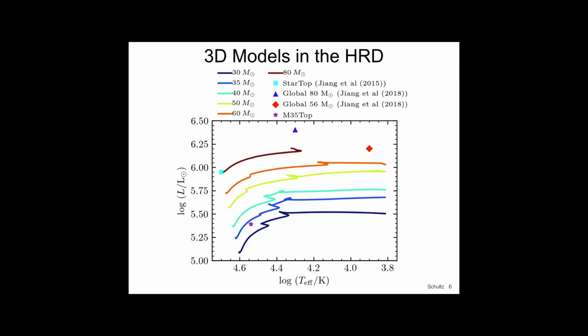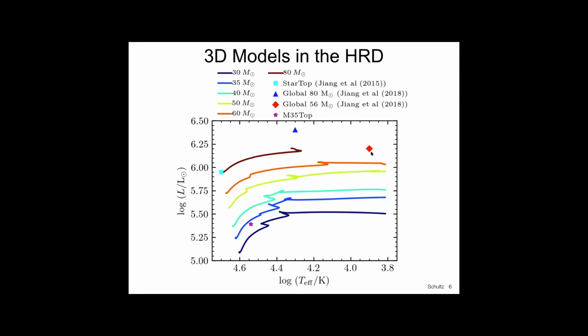So where are we currently covered in the HR diagram? The colored lines are just some MESA tracks to guide the eye. But chronologically, it started with the star top model, which was in 2015, which is the cyan cross. That was just a plain parallel model, so we're not going to go into too much detail on that. The blue triangle and the red diamond are Yanfei's global models. He was trying to look at LBV dynamics, which I'll point you again to his 2018 paper.